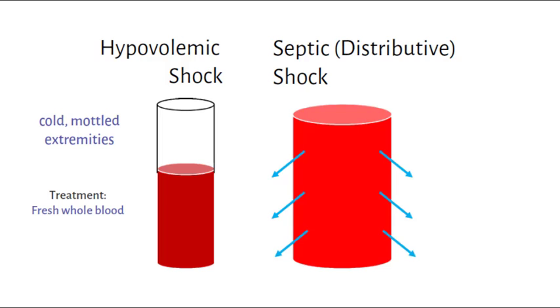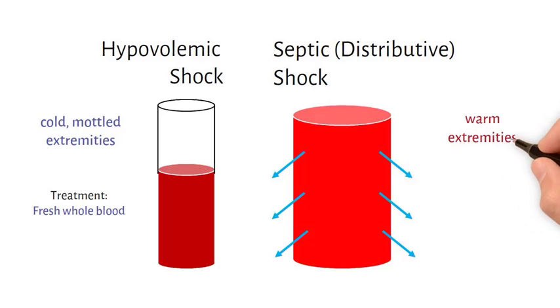In distributive or septic shock, an abnormal response to infection causes the blood vessels to become relaxed and leaky, allowing fluid to leak out through the sides like the blood vessel shown on the right. Since blood is not restricted to the extremities, they feel warm to the touch.